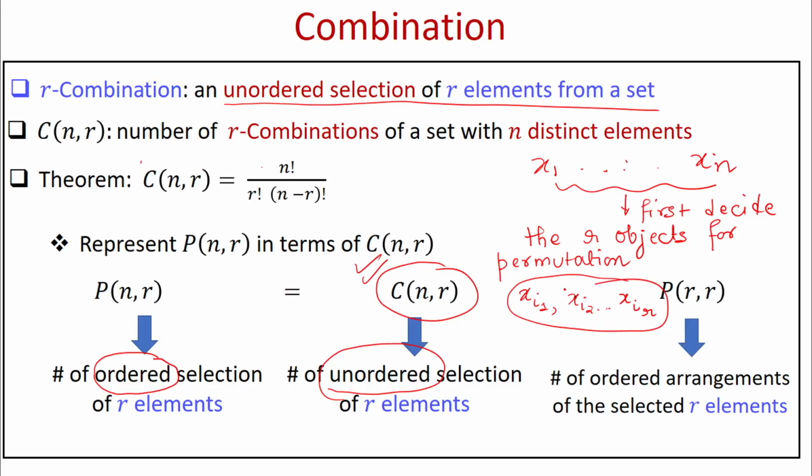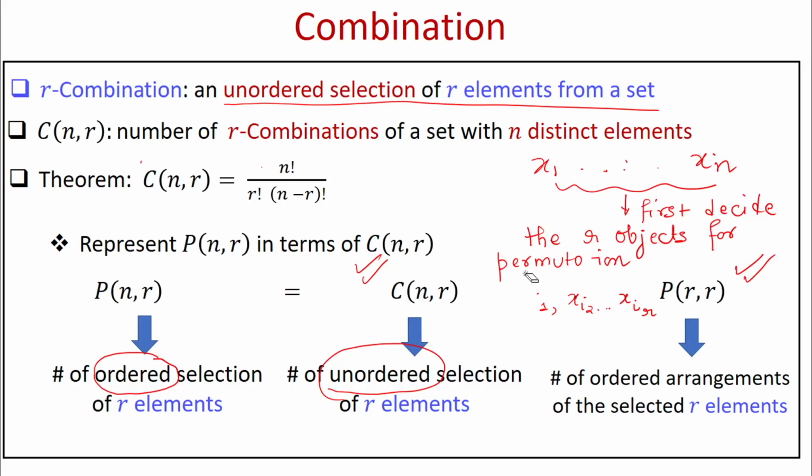Every possible ordered arrangement of these r elements will give you one possible permutation. And how many ordered arrangements of these r objects can you have? You can have P(r, r) such ordered arrangements. So that will give you the total number of r-permutations that you can form from this subset of r elements xi1, xi2, ..., xir. So that's the relationship between the P function and the C function.